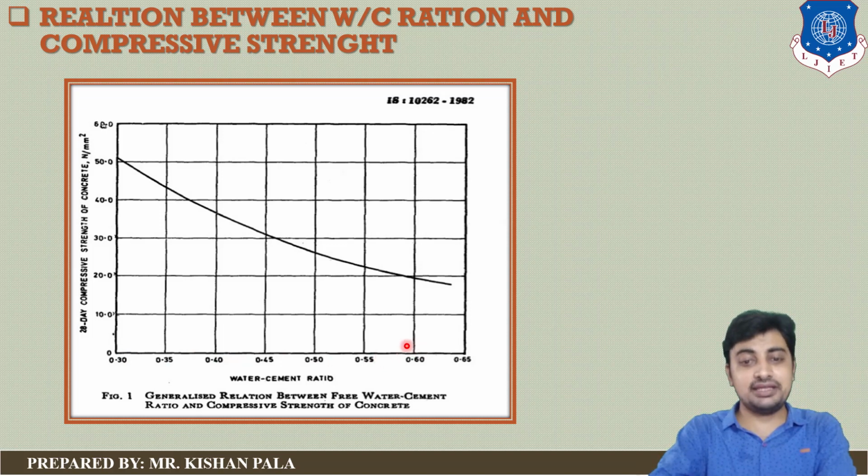For example, I am taking 0.60 water cement ratio. So in this case, the compressive strength will be approx 19 Newton per mm square. You can refer to this curve. For example, I am taking the 0.4 water cement ratio. It means I am taking 40% for the water cement ratio. In this case, I will get approx 38 Newton per mm square at the end of the 28 days.